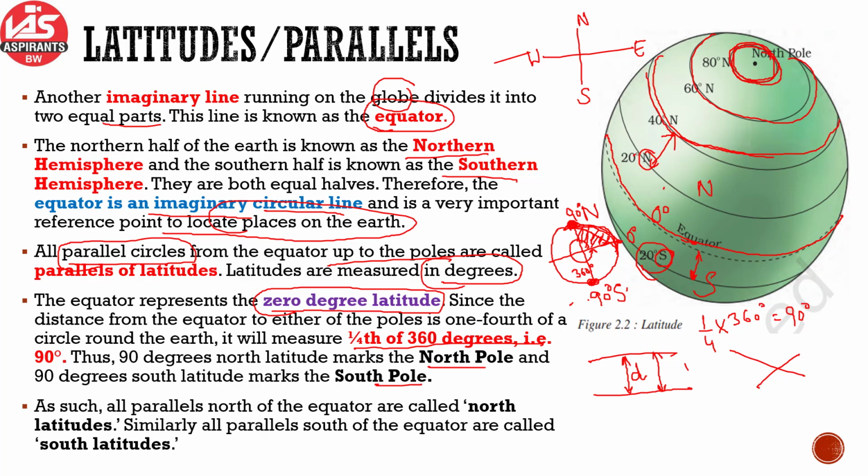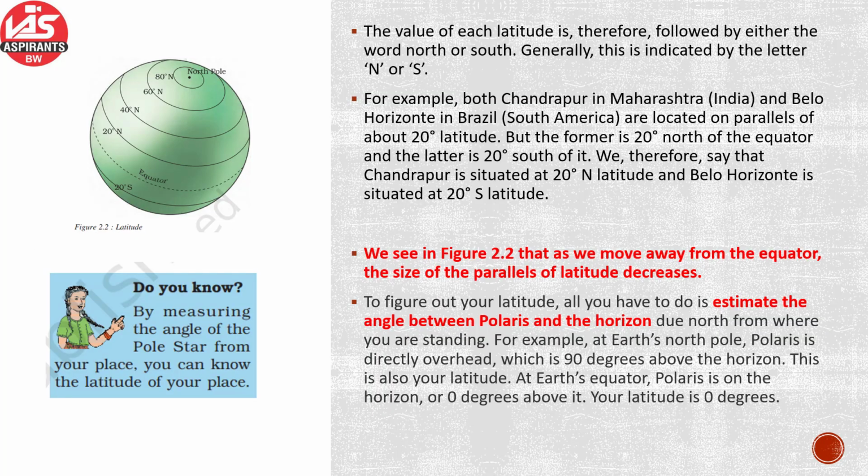Okay, similarly all the latitudes above the equator we can call north latitudes, and all the latitudes below the equator we can call south latitudes or south parallels. Now let's move forward. I have already told you that the value of each latitude is followed by the symbol N or S. Here an example is given, and many such examples can be asked in the exam. Here the example is given Chandrapur in Maharashtra, India, and another city is Belo Horizonte in Brazil, which is in South America. If you have seen the map, right, India is above the equator if the equator is 0 degrees, right.